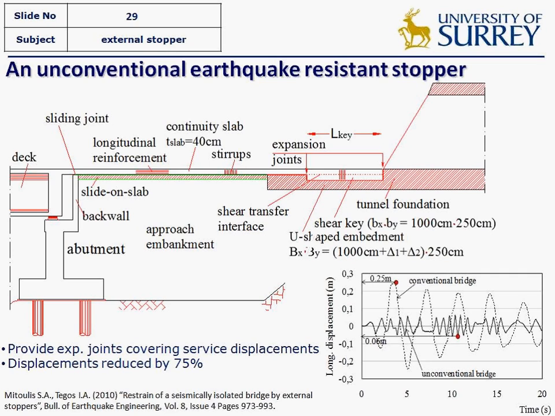The displacements were found to be reduced by 75%, and this key can be utilized not only when a tunnel is adjacent to the bridge, but a concrete structure may also be designed there in order to restrain seismic movement. So there are many different ways, which are very helpful to avoid extensive use of bearings and large cross sections for the piers.